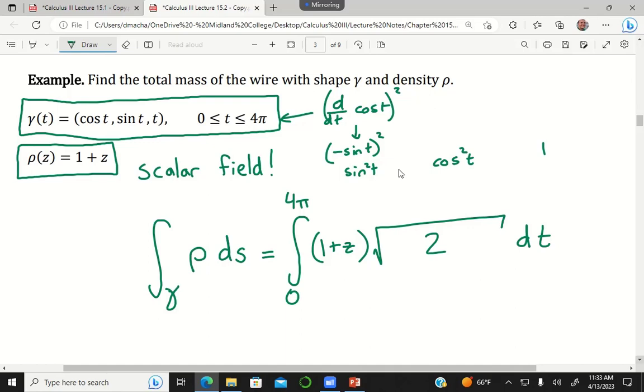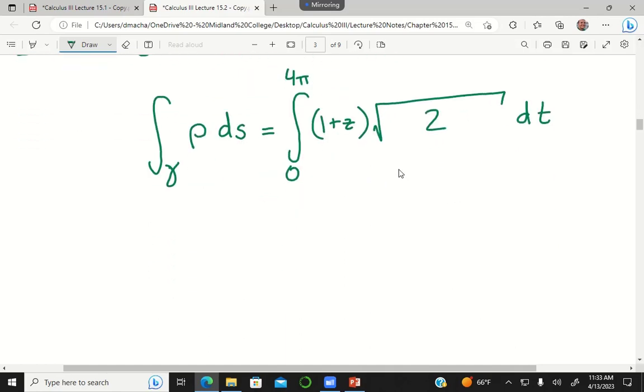Okay? But my z is going to be given by my path. And so an integral where I have 1 plus z, well, z was just equal to whatever the value of my parameter t was. And then, yeah, you're right, Gabriel, you just take out that constant and call it square root 2 times that.